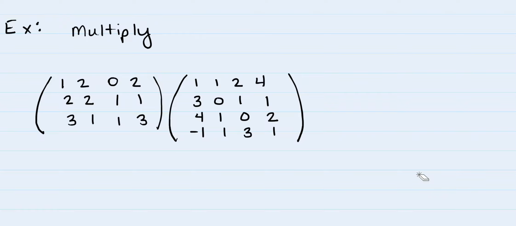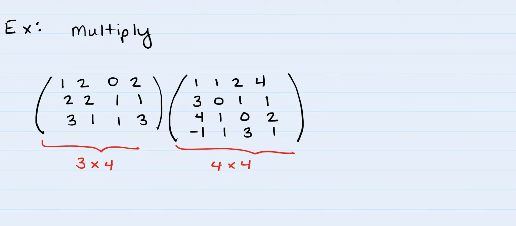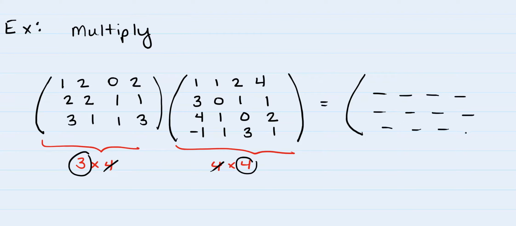I want to multiply these two matrices. Now notice that this matrix is a 3 by 4 matrix, and this matrix is a 4 by 4 matrix. So the product of these two matrices should be a 3 by 4 matrix. And we could multiply these two matrices like normal, and maybe you want to do that so you can compare the answer to what we're going to get a little bit later.